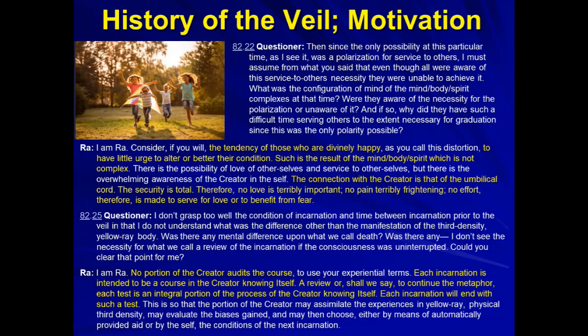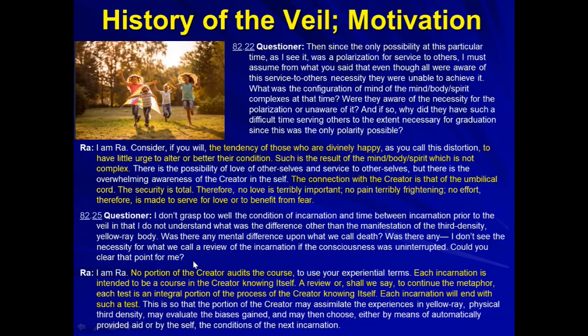If you didn't have the veil, how was that any different than just the physical life, other than you lost your physical body? That's kind of how he's phrasing this question. Was there any mental difference upon what we call death? I don't see the necessity for what we call a review of the incarnation if the consciousness was uninterrupted. Could you clear that point up for me?